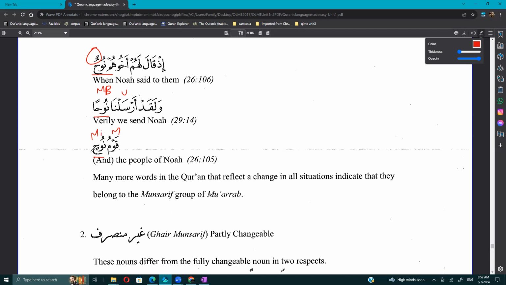So that's why Nuhin is having a kasra, right? So you can see the word in dhamma, fatha, and kasra form. What are these types of nouns called? They are called munsarif, or fully changeable nouns. Okay, munsarif nouns because they change. And many more words in the Quran that reflect a change in all situations belong to the munsarif group of mu'arrab nouns.